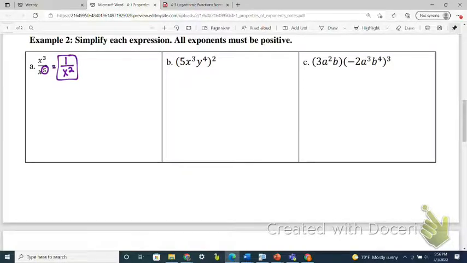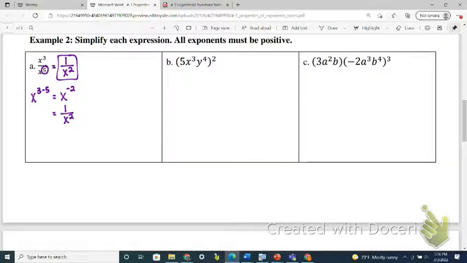Right, you could have also written it as x to the 3 minus 5, which would get you x to the negative 2. We can't have negative exponents when we simplify, so I would have had to move that down to the bottom. So either way you do it, you will get the same answer.